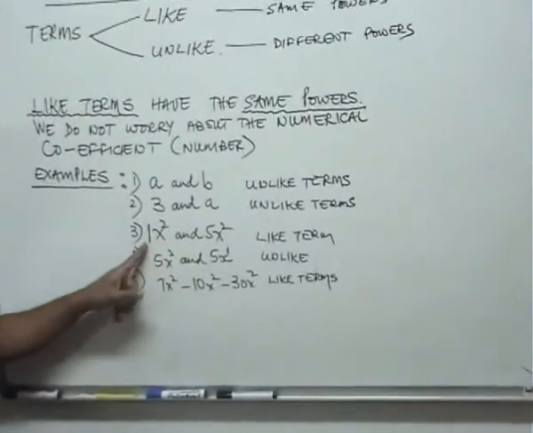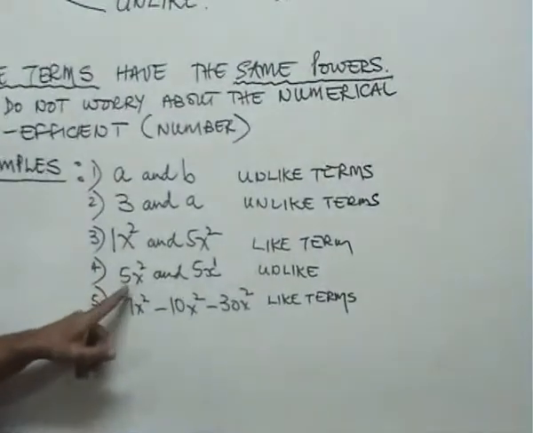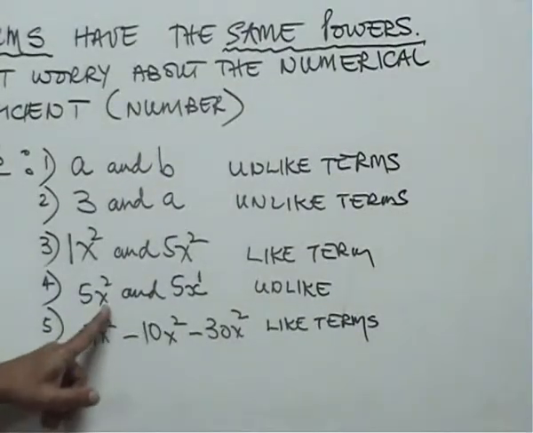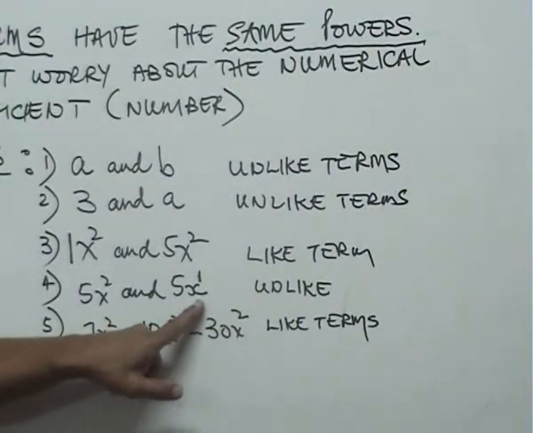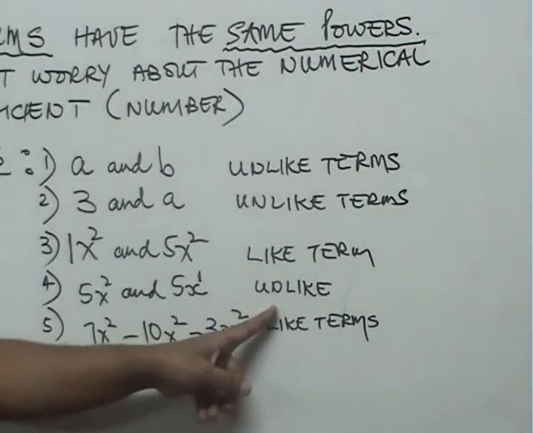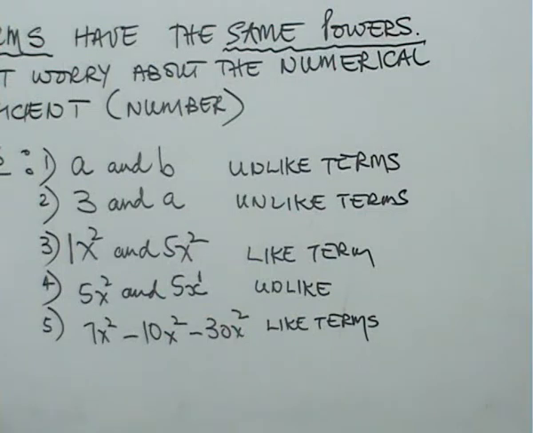We don't have to worry about the numbers. In these two examples, don't worry about the numbers, only worry about the powers. The power here is x squared, the power here is x to the 1. The powers are not the same, therefore they are unlike terms.